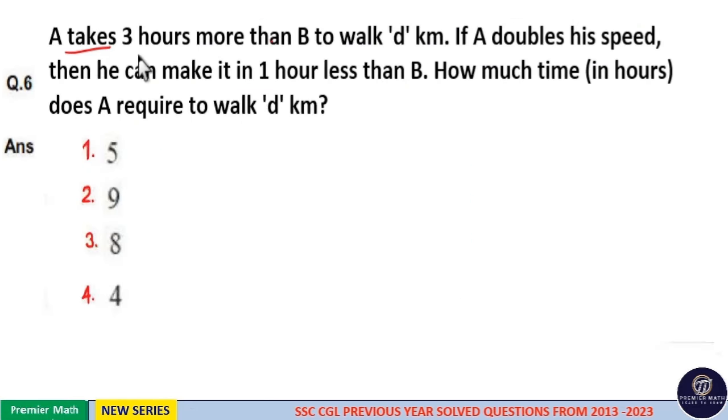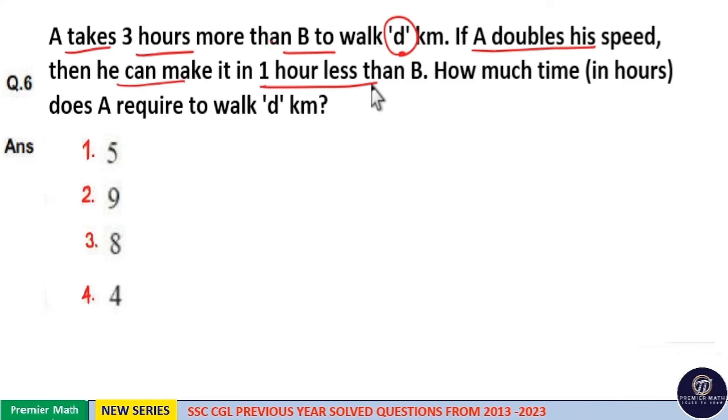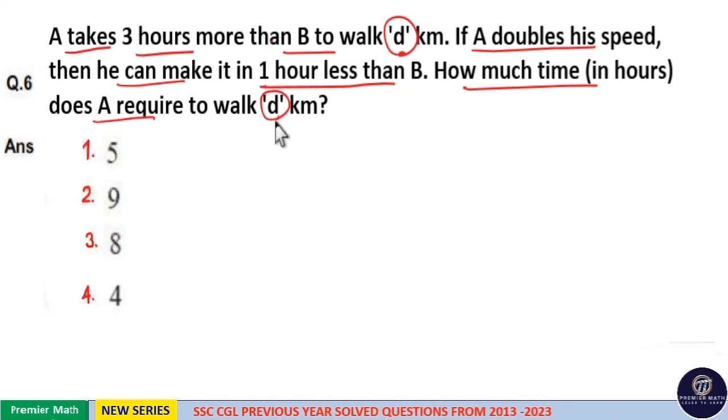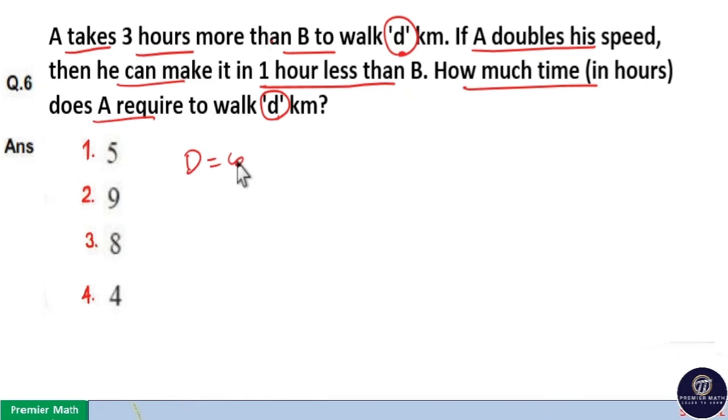A takes 3 hours more than B to walk d kilometer. If A doubles the speed, then he can make it in 1 hour less than B. How much time in hours does A require to walk d kilometer? Here distance is constant. If distance is constant, speed is inversely proportional to time. Now take speed and time ratio.